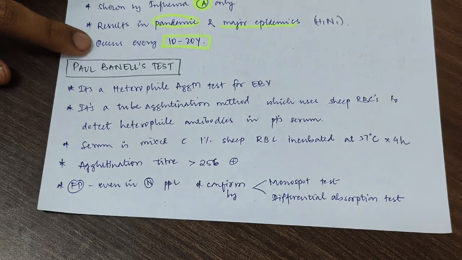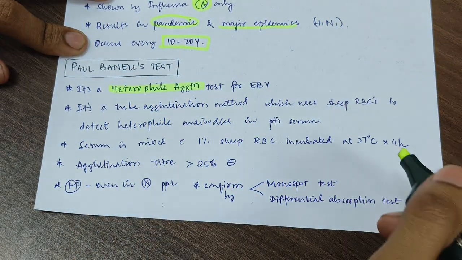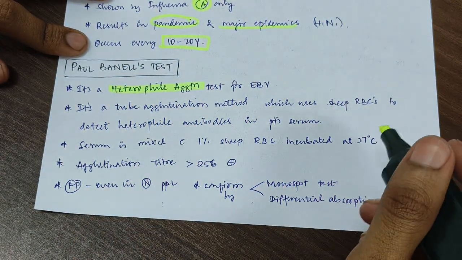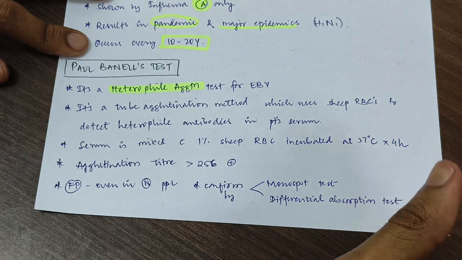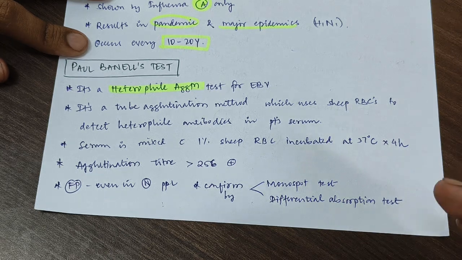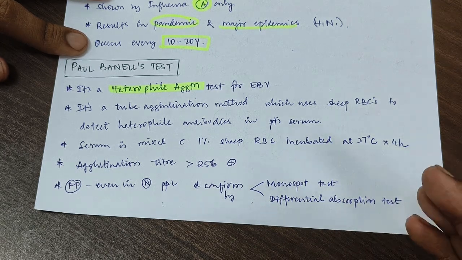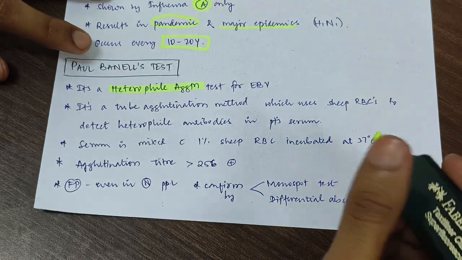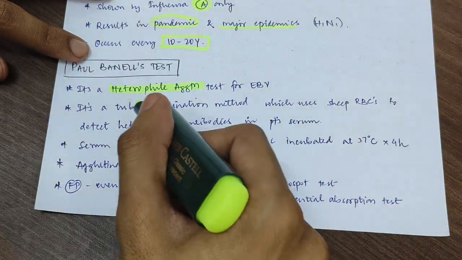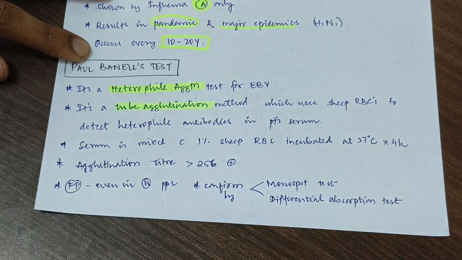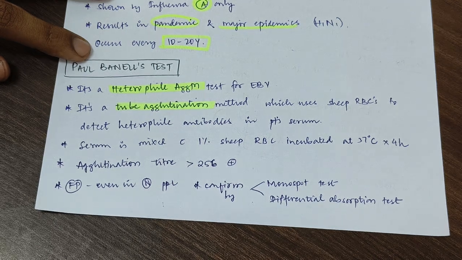Then Paul-Bunnell test. It's a heterophile agglutination test where I mentioned the comparing. They have the same haptens. Go and refer to the immunology chapter, heterophile agglutination. There I have told about heterophile antigens. So Paul-Bunnell is an example. It's a type of tube agglutination test. Here the principle is agglutination.